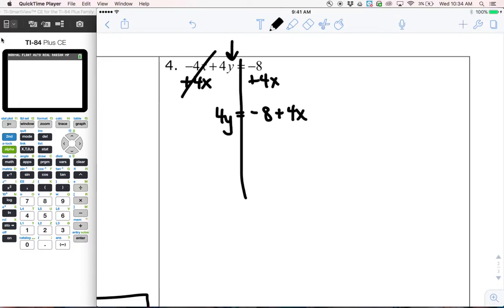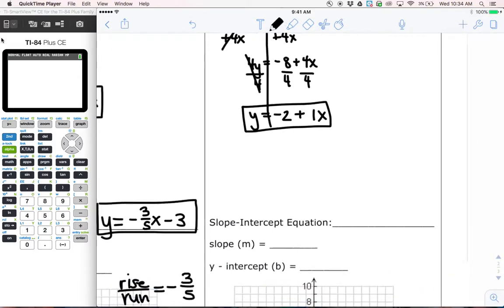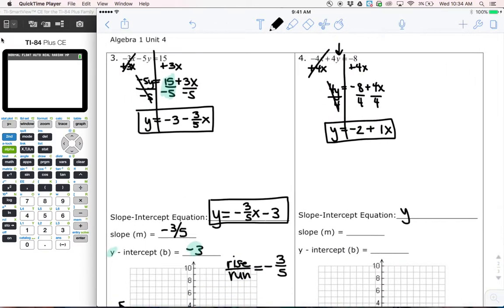Okay. Finally, let's divide by 4. So now I have y equals -8 divided by 4 is -2. 4 divided by 4 is just a positive 1x. You don't have to write the 1, but you can if you like. So my slope-intercept equation is going to be y equals 1x, or if you want to just write x, you can, with a negative 2. Again, guys, both boxed equations, those two are the same.